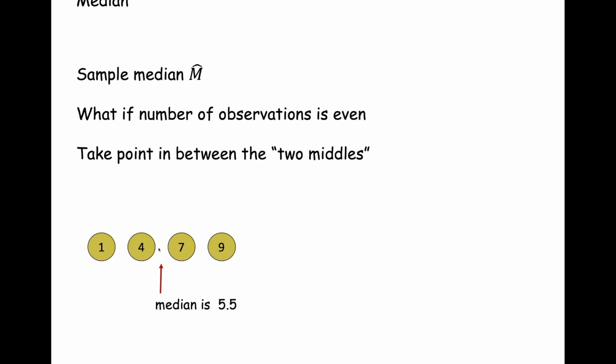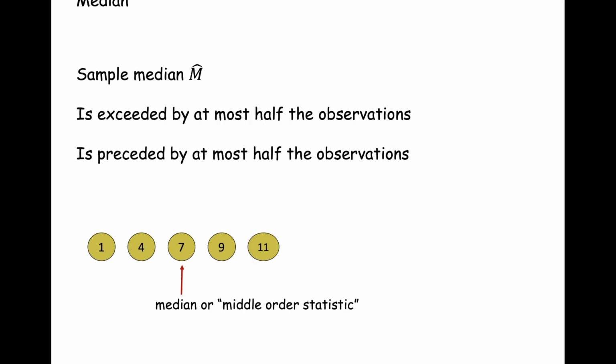And if you think about that value, 5.5, out of 4 items, half exceed it, that's items 7 and 9. Half precede it, that's items with value 1 and 4. So the procedure is a little different if the number of samples you have is odd or even. If it's odd, you have an actual value that is your middle order statistic or sample median.